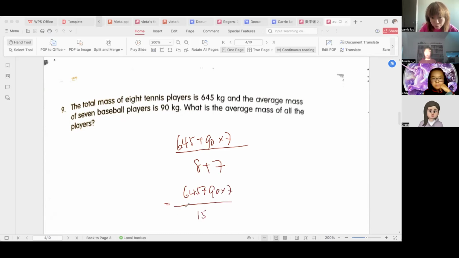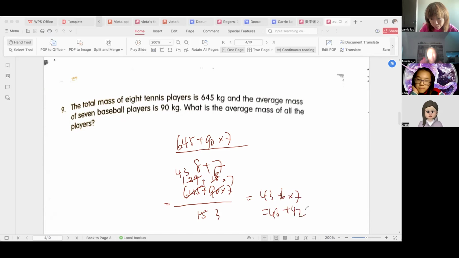So what can we do? We can divide by 5 on both the left side and the right side first. So 645 divided by 5 equals 129. And 90 divided by 5 equals 18, times 7. And we can divide by 3 as well. So 129 divided by 3 is 43, and 15 divided by 3 is 5. So the answer is 43 plus 6 times 7, which equals 43 plus 42, which equals 85. It's much easier and much quicker.